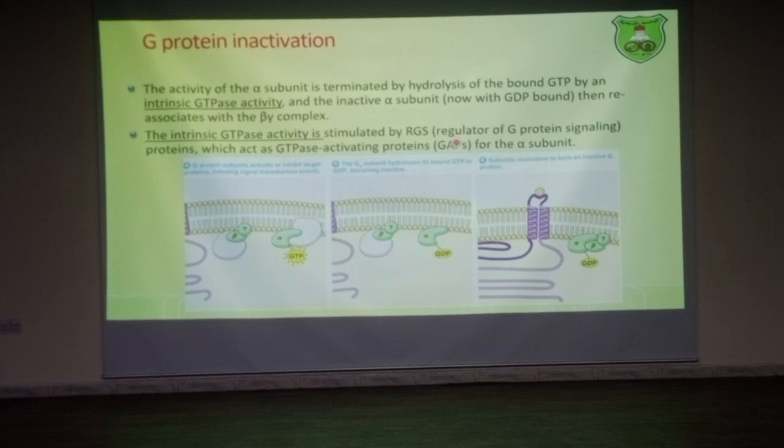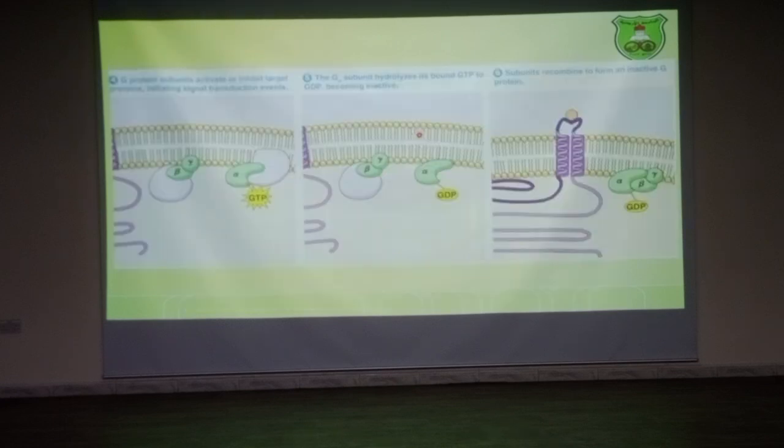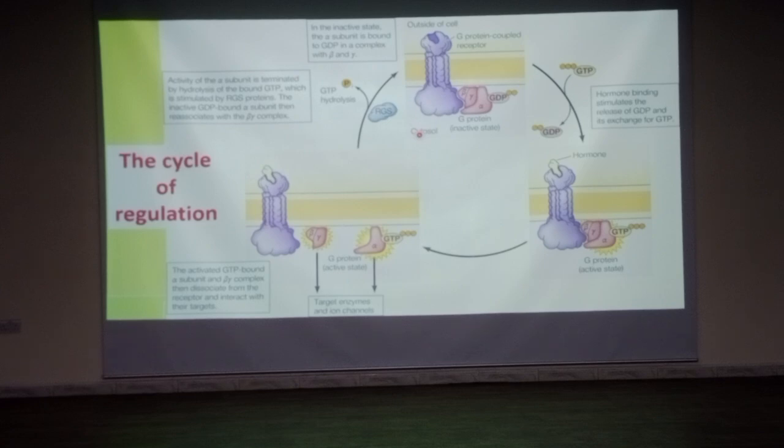For these specific G proteins, they are known as regulators of G protein signaling, RGS proteins, and there are several of these proteins. So it's a cycle really. The release is stimulated by the GEFs, by the RGS, and then we have the GAPs.